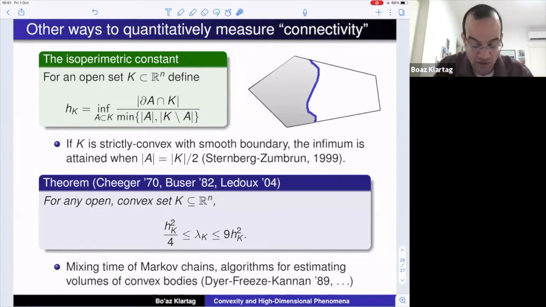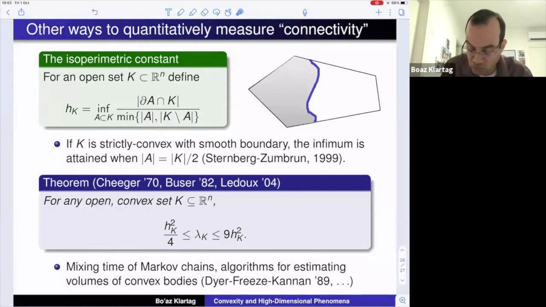So you have this isoperimetric constant in a convex domain, and this is the following quantity. You take all possible ways to partition your set into 2 parts, and you look at the measure of the interface, the boundary of A, only the part inside K where K is open, okay, only this blue part here. And you want to minimize the interface divided by the minimum of the size of A and the size of its complement. Okay, so this is called the isoperimetric constant of a convex set.